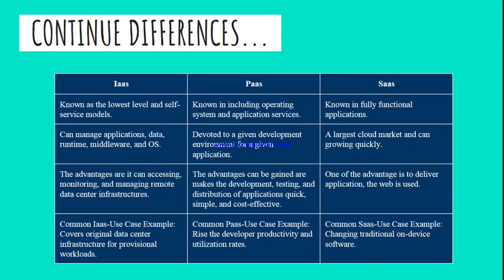And lastly, the SaaS platform is known for fully functional applications, and it is the largest cloud market and is growing quickly. One of the advantages of SaaS is that it delivers applications over the web, and a common SaaS use case example is that it can change traditional on-device software.